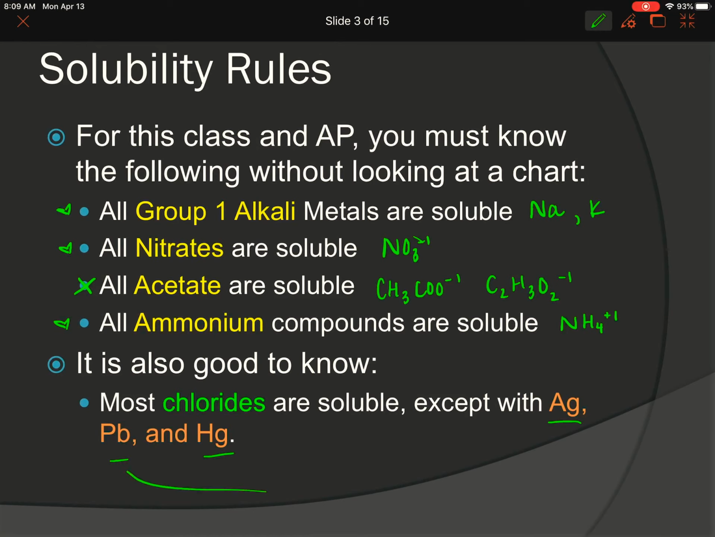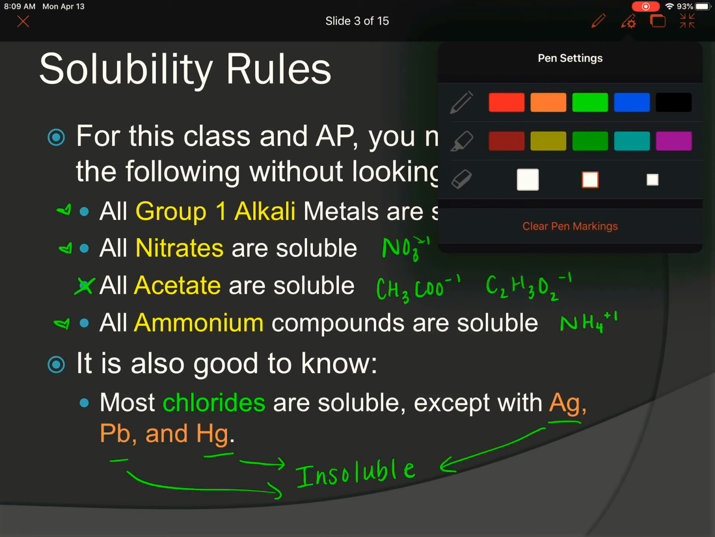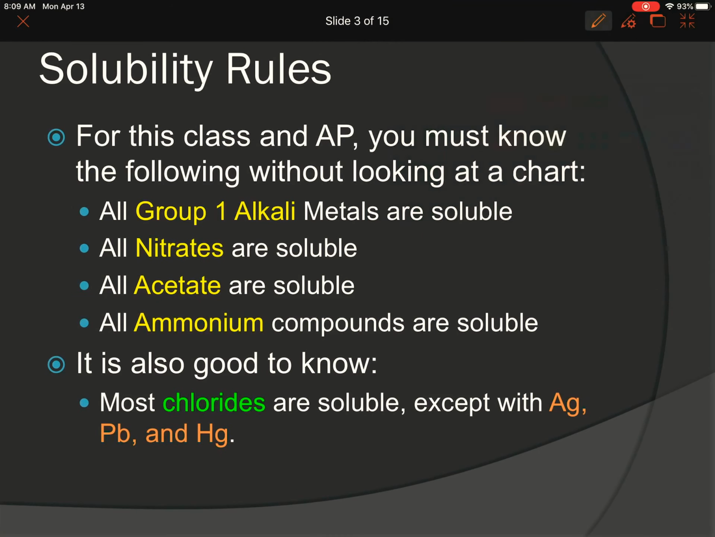It's also good to know that most chlorides are going to be soluble except for those involving silver, lead, and mercury. In fact, it's a good rule of thumb to assume that, for the most part, any ionic compounds involving these are going to be insoluble. The only time that we're going to see compounds involving silver, lead, and mercury that are soluble is when they're bonded to a group 1 alkali metal, a nitrate, ammonium, or an acetate. So essentially, I'm going to color code here. Let's see, let's do orange is bright.